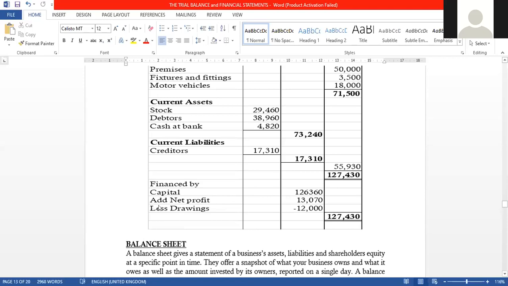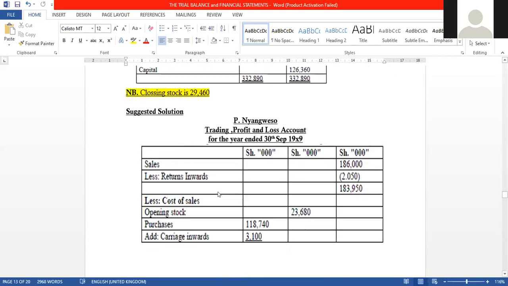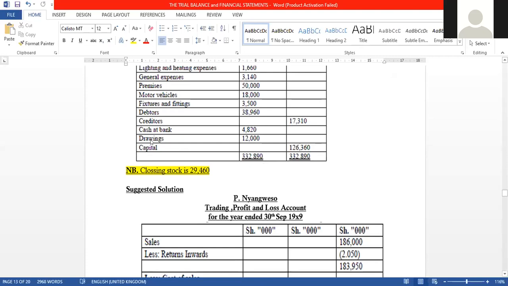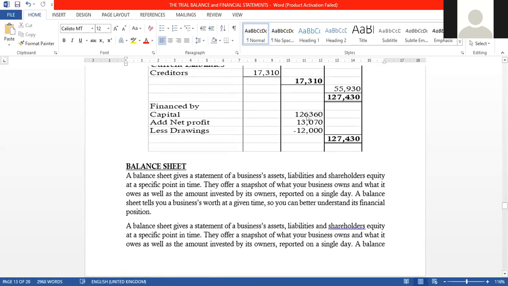Then we less or subtract drawings. The drawings had been given in the problem that we had, and the drawings here are 12,000, as you can see here. So if we subtract that, we get 126,360 plus 13,070 minus 12,000, and this will give us 127,430. If you look at it, it is balancing, because on this side we have 127,430, and on this other side we have 127,430. That's why it is the balance sheet.